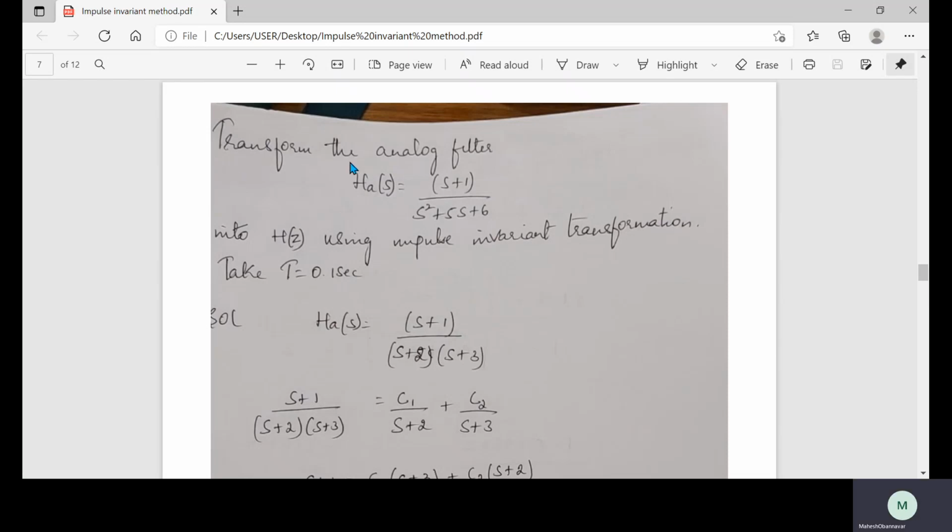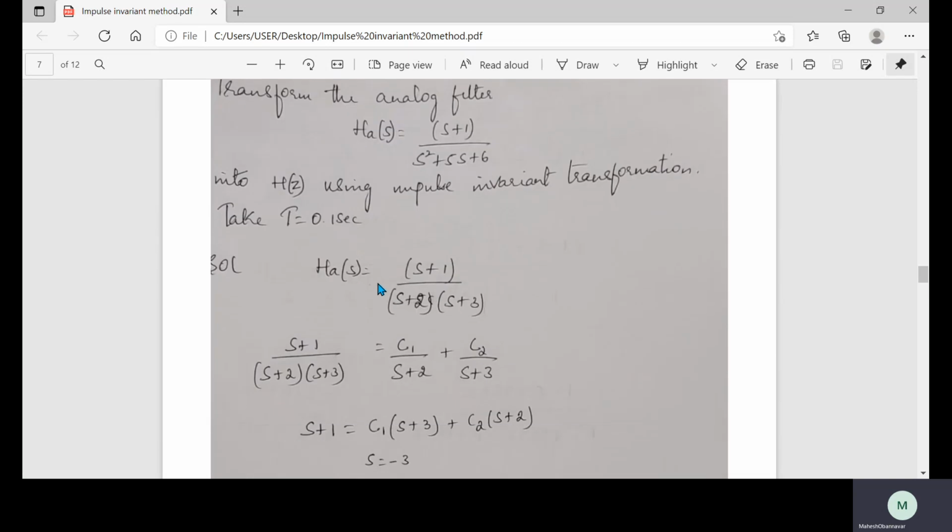So next, transform the analog filter HA of S is equal to S plus 1 divided by S square plus 5S plus 6 into H of Z using impulse invariant transformation method and take T is equal to 0.1 second. These problems, what we are doing on impulse invariant transformation method is very, very important.